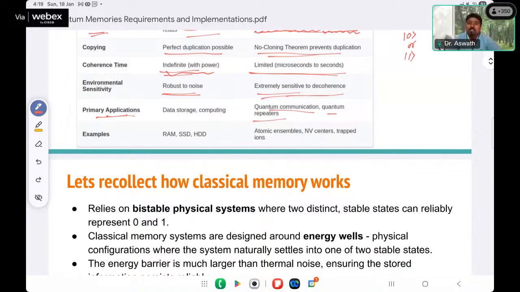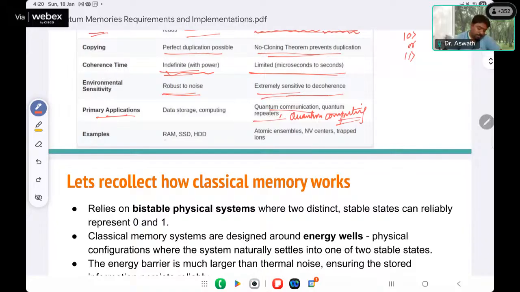Since the next follow-up session is about communication, that's why I had put only these two things. Please excuse my oversight. Quantum computing is also there as a primary application. Okay, right. Thank you. Fine.